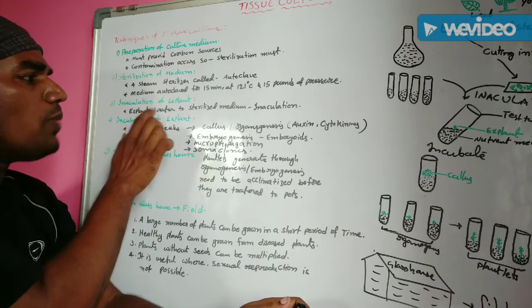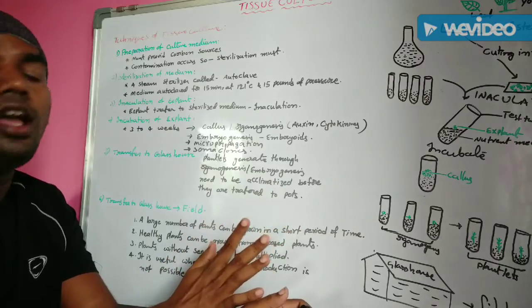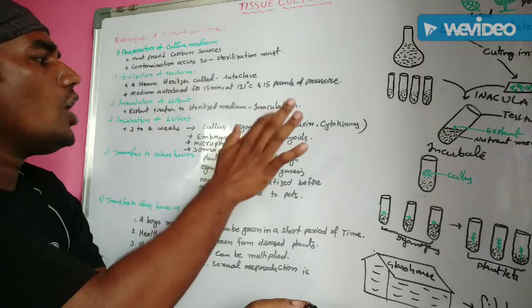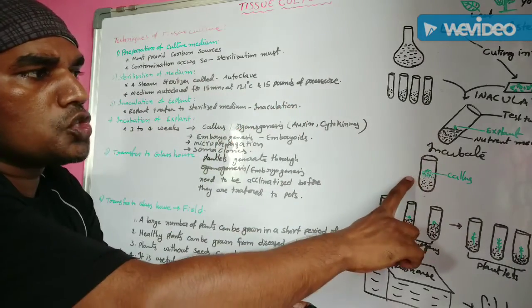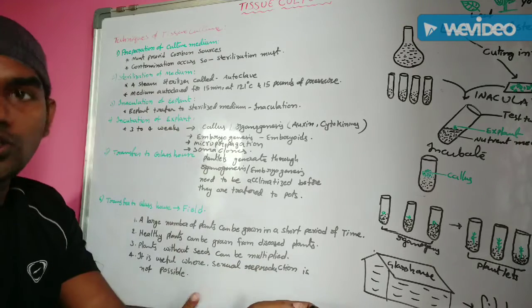Inoculation means that the explant is transferred to sterilized medium under sterilized condition. That one is known as inoculation. After inoculation, these test tubes are incubated. Incubation of explant.